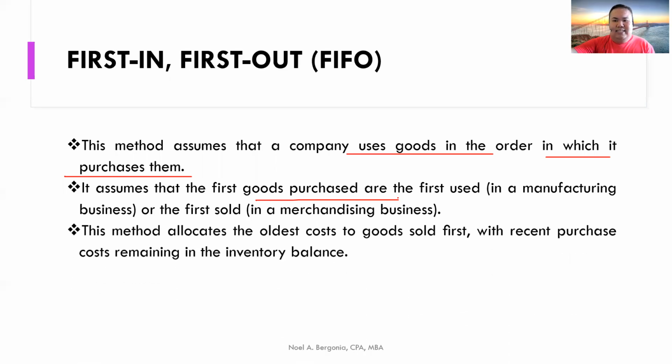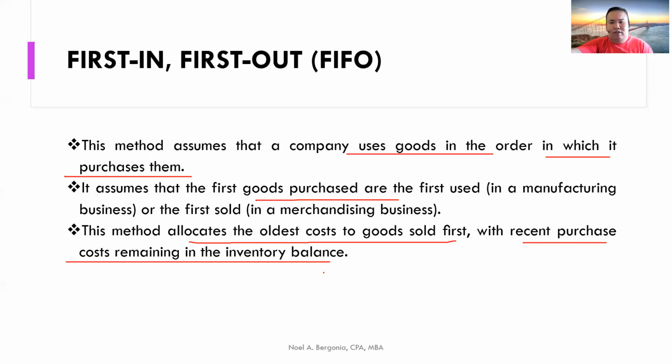Okay, so in this case, it means that the oldest costs of goods sold will be recorded first. So our earliest items, since those are the ones you sell first, will comprise our cost of goods sold. And the recent purchases, okay, the latest purchases that remain, would be considered as the inventory balance.